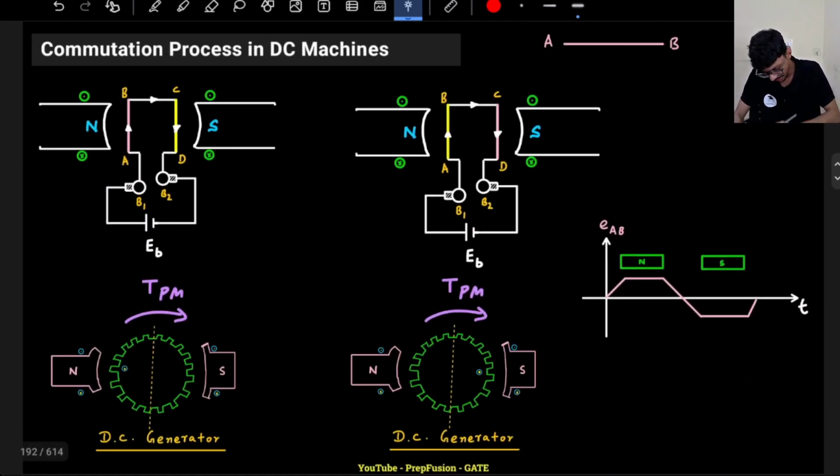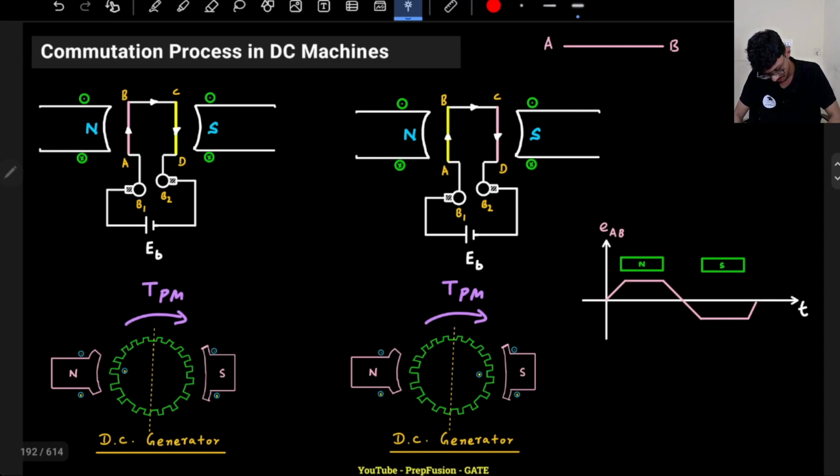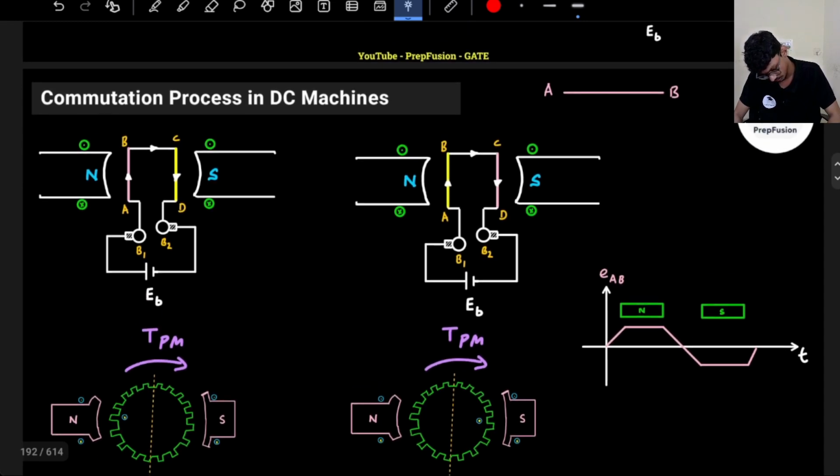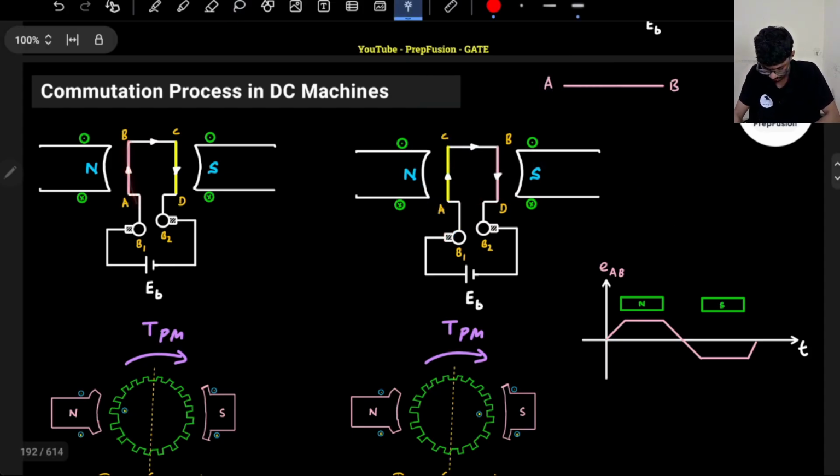So slowly we'll see. Let's say at the initial position, okay, I forgot to change the conductor names here. This name should be here, right? So basically, when my conductor is facing the north pole, I assume the EMF to be induced in the positive direction. Now, as soon as I move to the south pole, the induced EMF is in the negative direction.